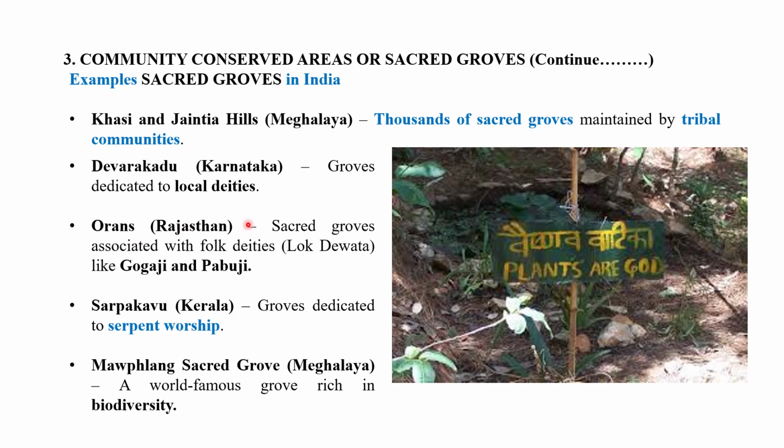Orans in Rajasthan, sacred groves associated with the folk deities, Lok Devata. People used to say Lok Devata, like Gogaji and Pabuji. You can see Sarpako, Kerala. This is also one of the sacred groves dedicated to serpent worship. The serpents are worshipped in this area. The Mawphlang Sacred Groves, it is situated in Meghalaya, a world famous grove rich in biodiversity.